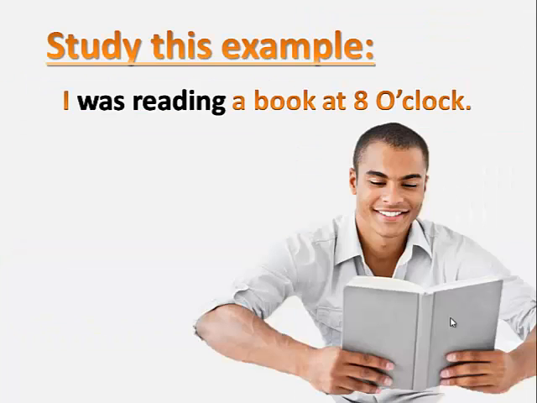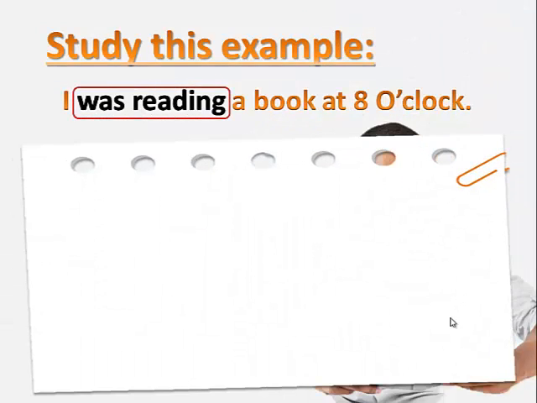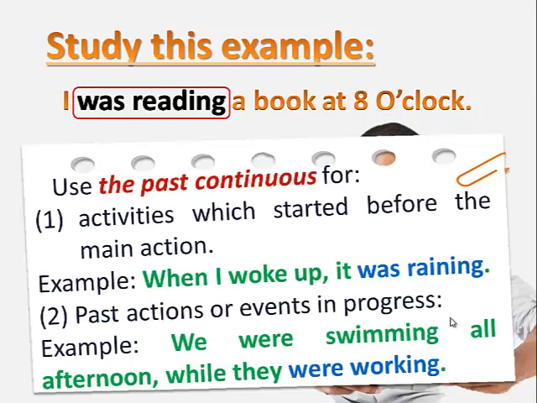I was reading a book at 8 o'clock. Was reading is a verb in the past continuous form. We use the past continuous tense for activities which started before the main action. For example, we say, when I woke up, it was raining.